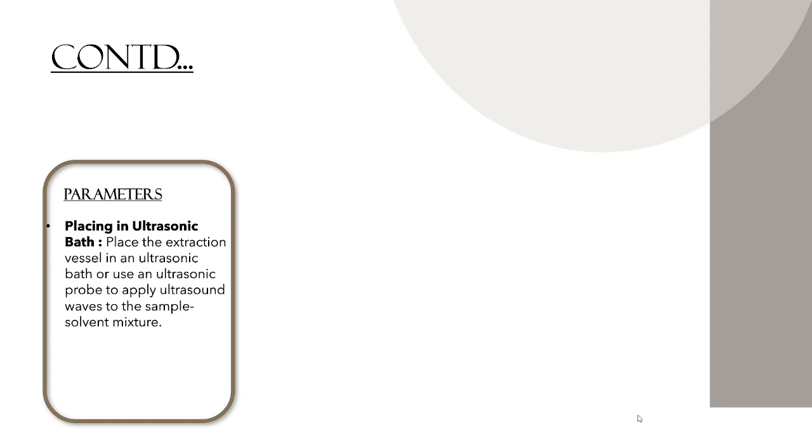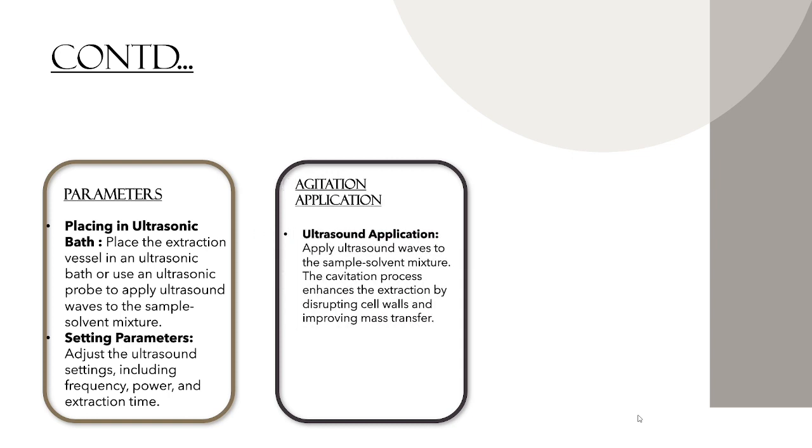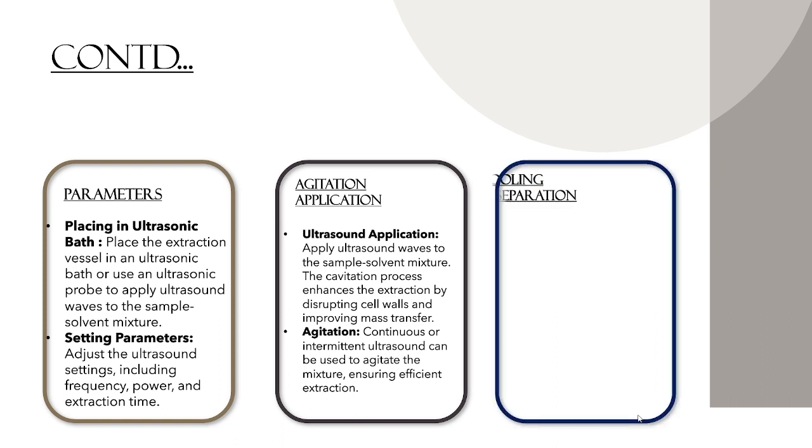Further steps are parameters, placing in an ultrasound bath. Place the extraction vessel in an ultrasonic bath or use an ultrasonic probe to apply ultrasound waves to the sample solvent mixture. Setting parameters: adjust the ultrasound settings, including frequency, power, and extraction time. The next step is application of agitation. Apply ultrasound waves to the sample solvent mixture. The cavitation process enhances the extraction by disrupting the cell wall and improving mass transfer. Continuous or intermittent ultrasound can be used to agitate the mixture, ensuring efficient extraction.